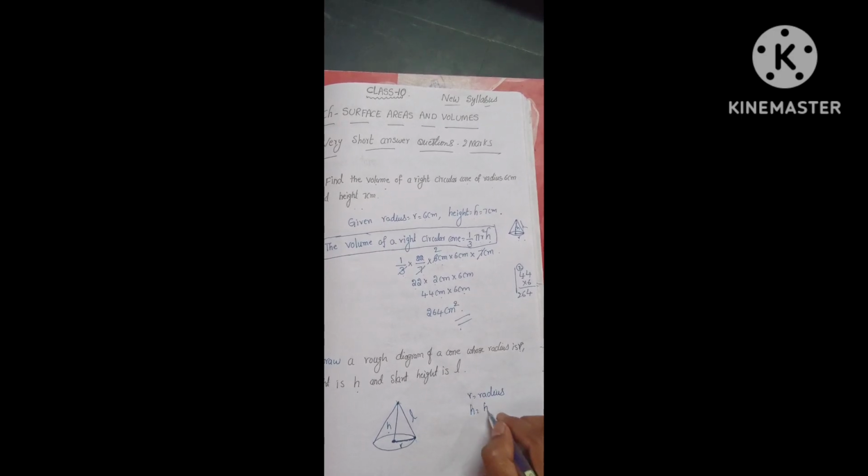And one more question. Draw the rough diagram of a cone, and in that you identify what is the radius, what is the height, and what is the slant height. L is called the slant height. R radius, H height, L slant height. You have to mark them out.